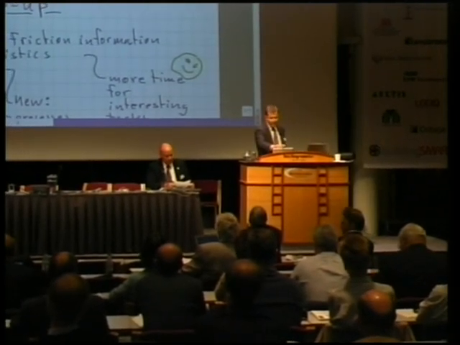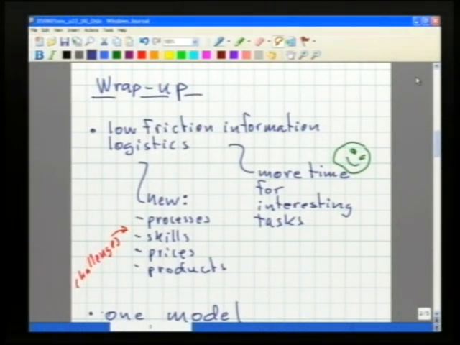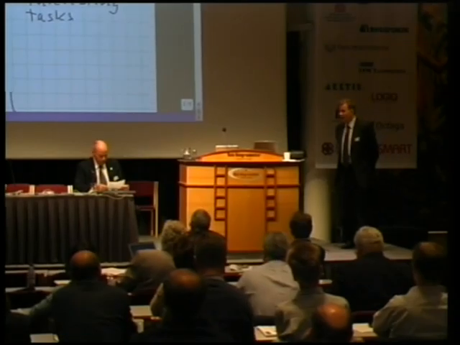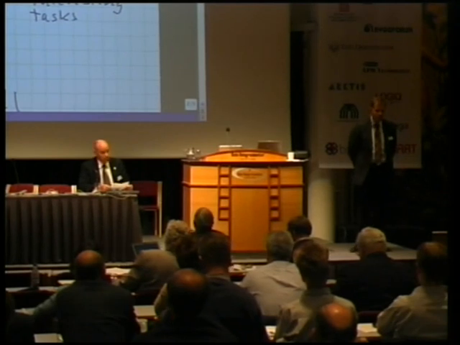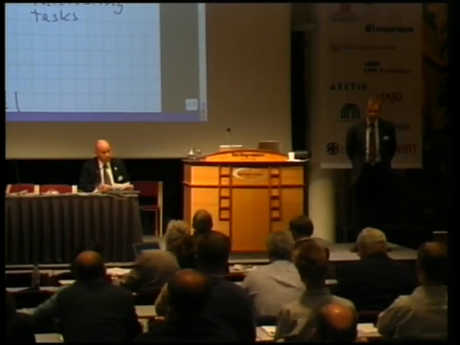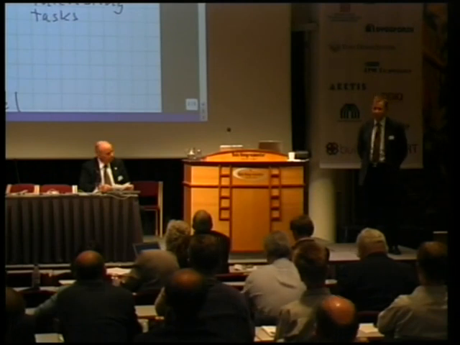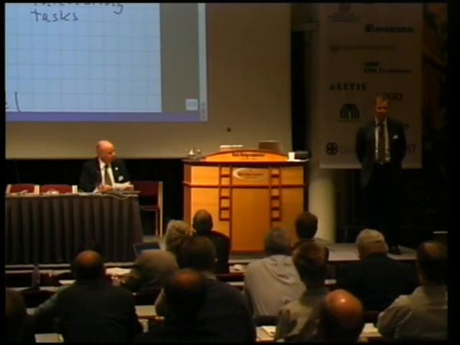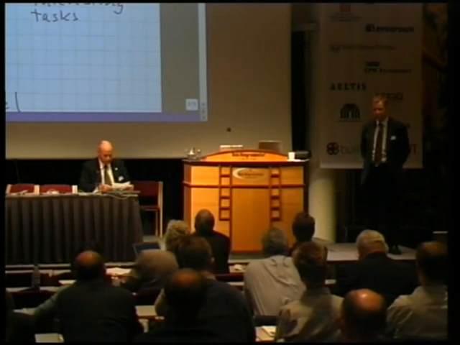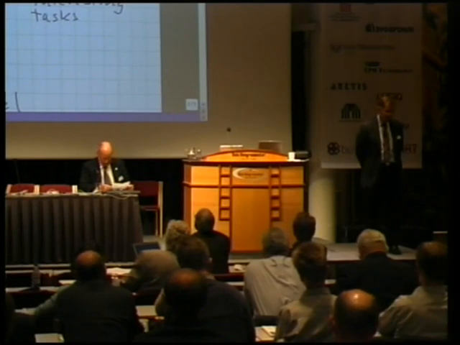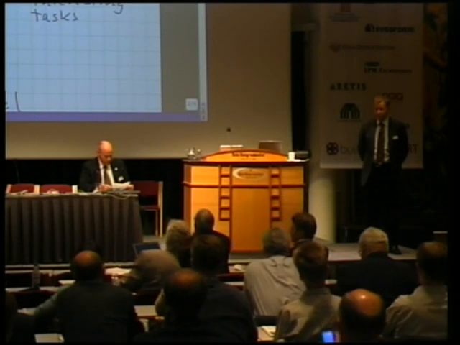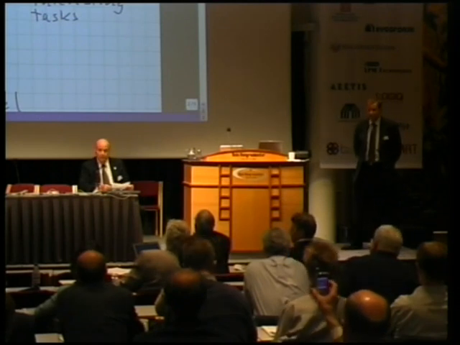What I hope that you have seen is this idea about low friction information logistics. That when the information starts to become extremely fast available, we need to think about new processes, new skills, and new prices and new products. And if you're not a CEO, you can actually challenge your CEOs to start thinking about that so that you can work using IFC. Because there is no reason for not starting to use IFC as of today.